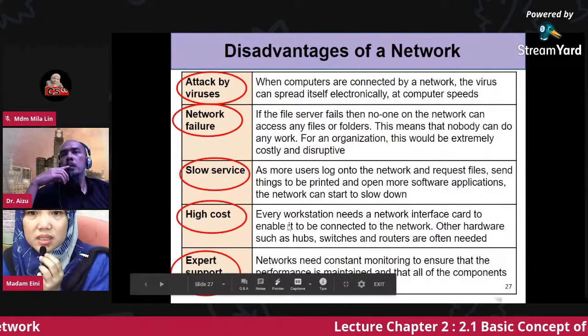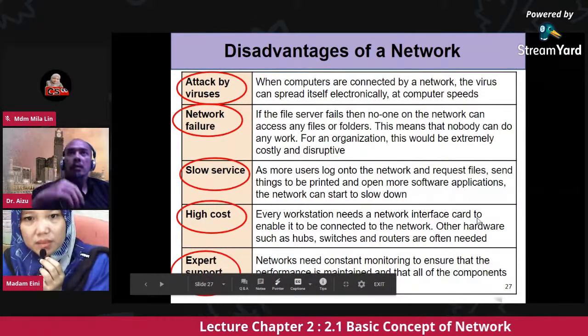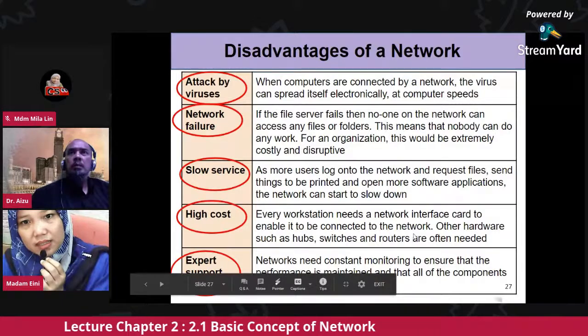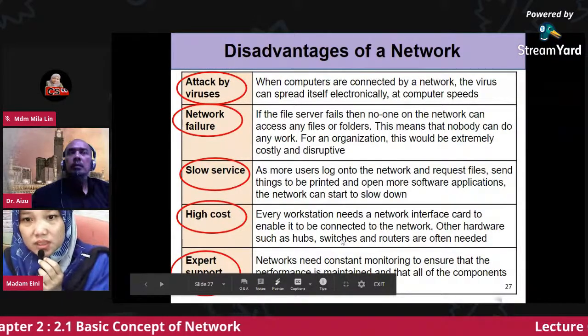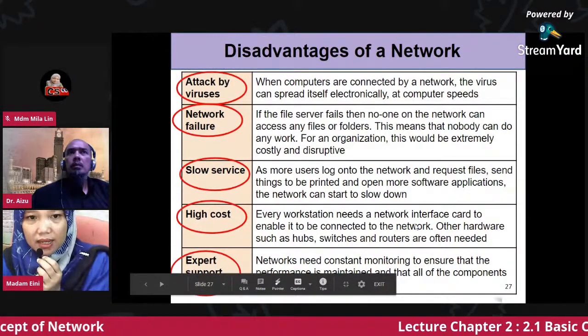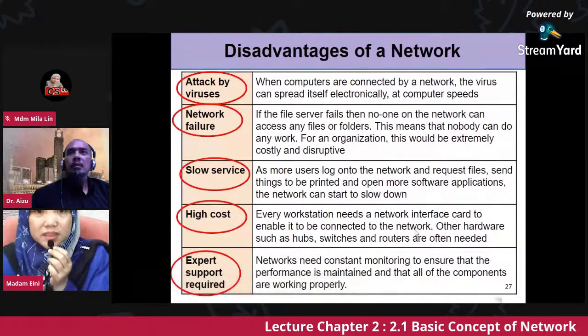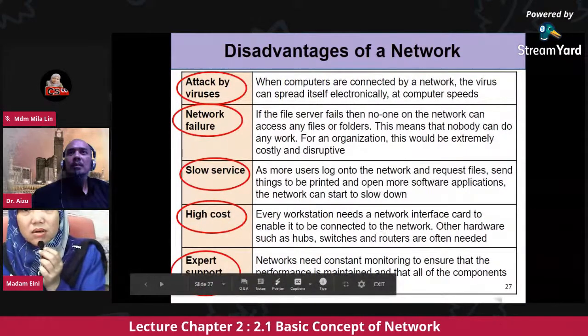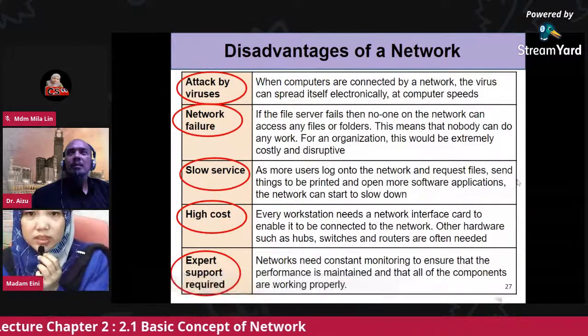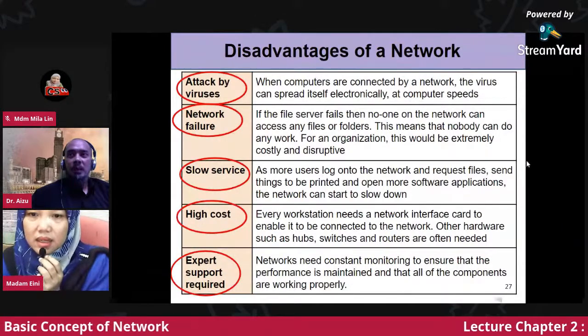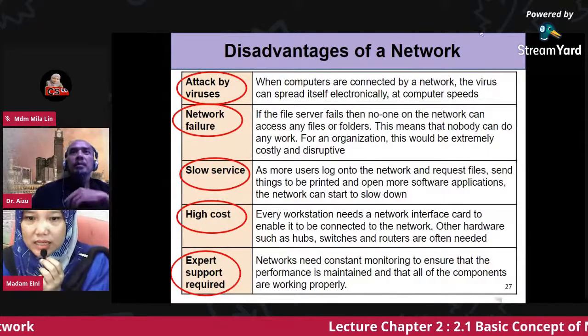Every workstation needs a network interface card to enable it to be connected to the network. Other hardware such as hubs, switches, and routers are often needed. And the last one, expert support required. Networks need constant monitoring to ensure that the performance is maintained and that all the components are working properly.